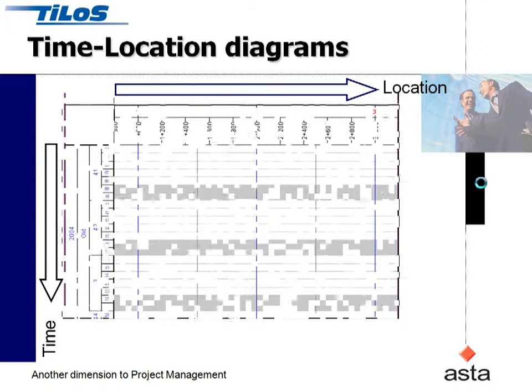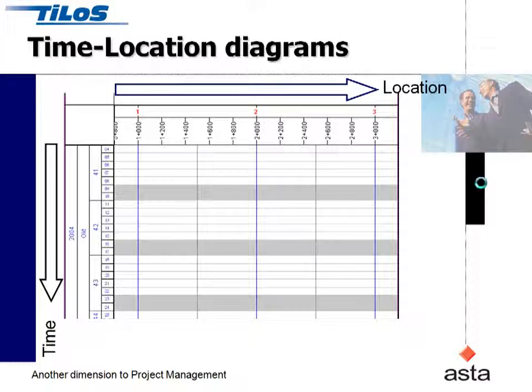But if we're looking at this as a linear project, we need to plot that on a grid where we've got distance in one dimension and time in the other. And with TILOS, we can switch those axes around.